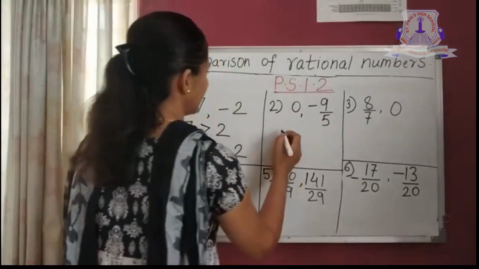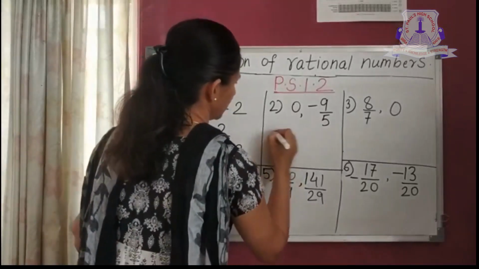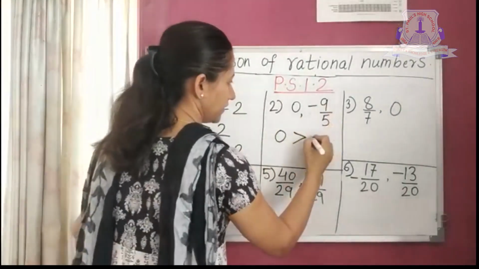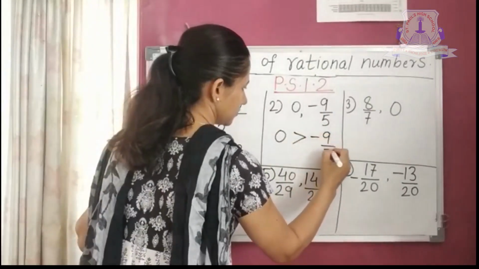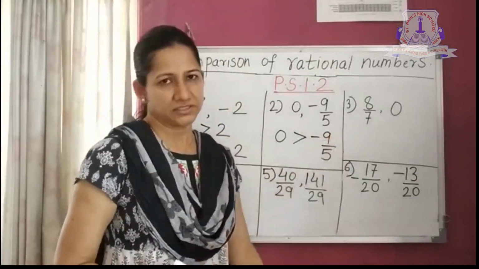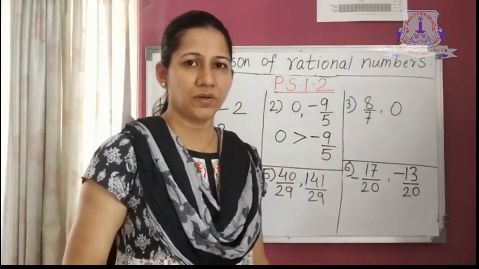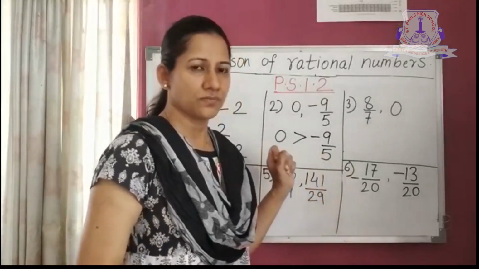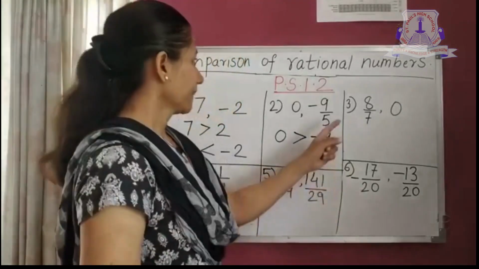So directly here we can write that 0 will be greater, because this negative number will be less. Of course, 0 will be greater than this negative fraction. Any negative number or any negative fraction will be less than 0, and 0 will be greater.